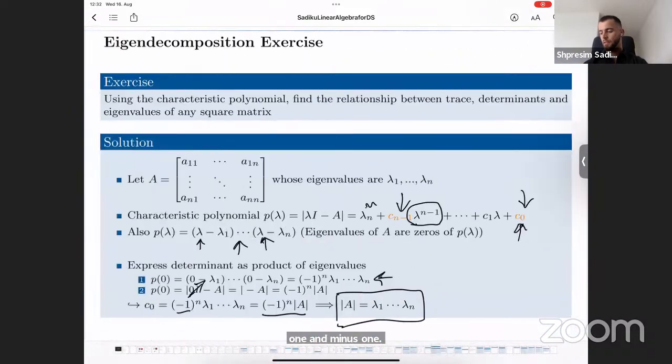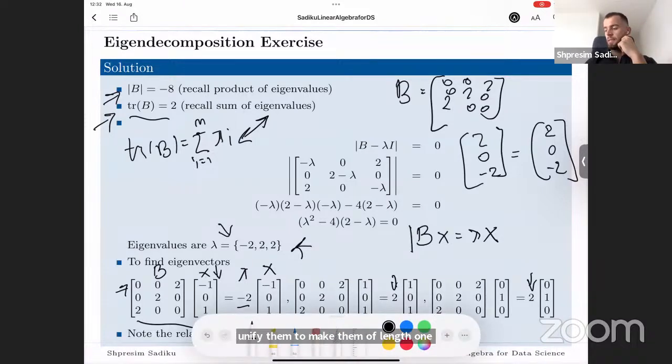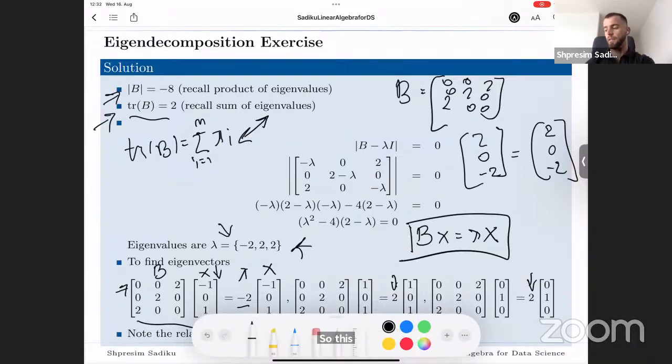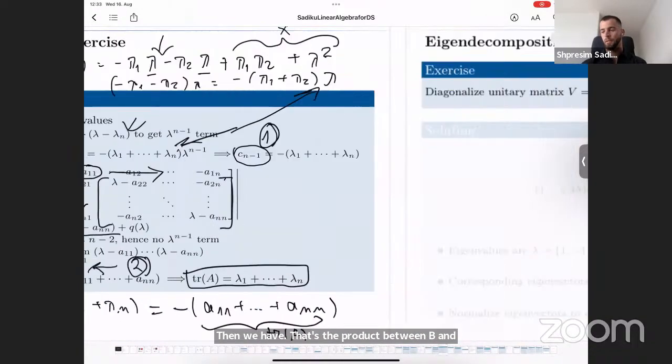One thing I forgot to mention is that eigenvectors at the end of the day are just vectors that keep the same direction if we were to normalize them, to make them of length 1. So this relationship holds for a regular eigenvector, but it also holds true for x if we make it unitary, so if its length becomes 1. Regardless of whether we use a regular eigenvector or the unitary eigenvector, we have that the product of V and x equals the product of lambda and x. All right.